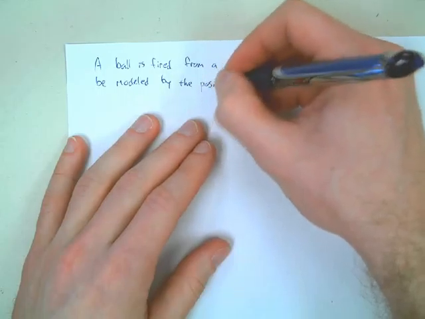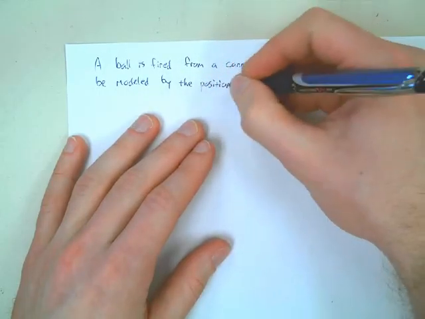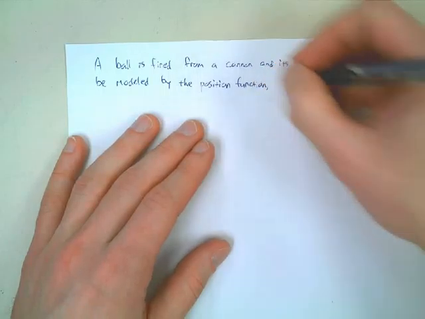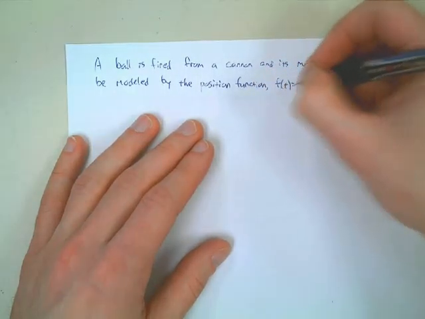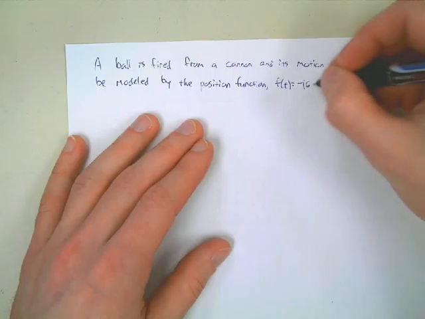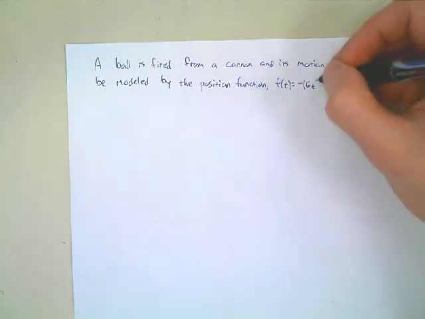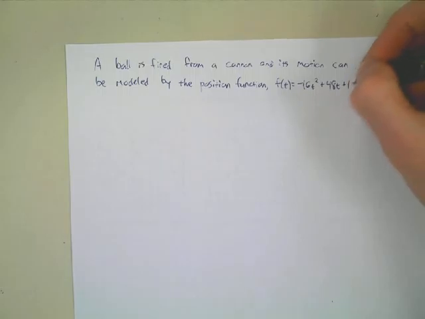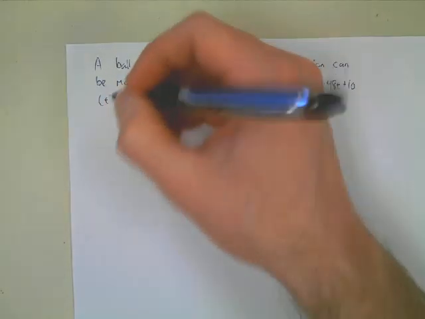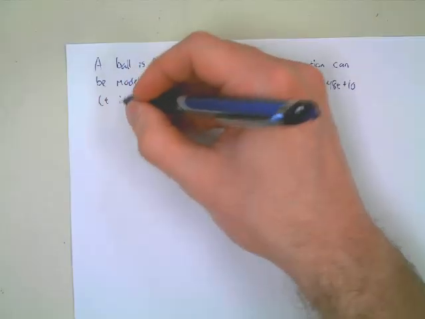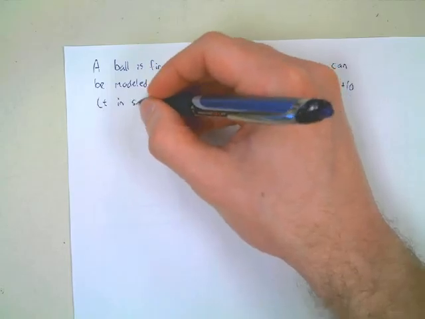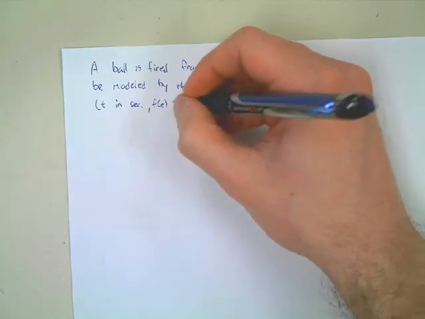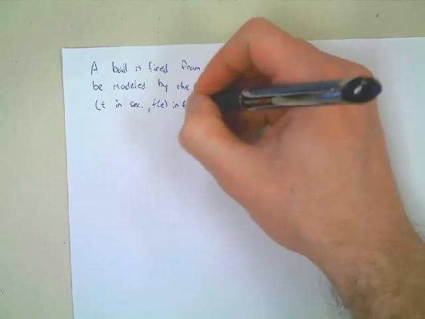Oh, did you use those? Yeah, I did. I don't think you have to. f of t equals negative 16 t squared plus 48 t plus 10. By the way, t is in seconds, and f of t is in feet. Yes, we're using those standard measures, not the metric measures.